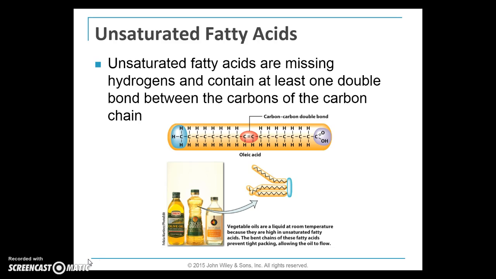They bend at that carbon-carbon double bond, and you can see how the glycerol molecule with the fatty acids and the fatty acids are bent. These bent chains of fatty acids prevent them from being tightly packed and allow the oil to flow.